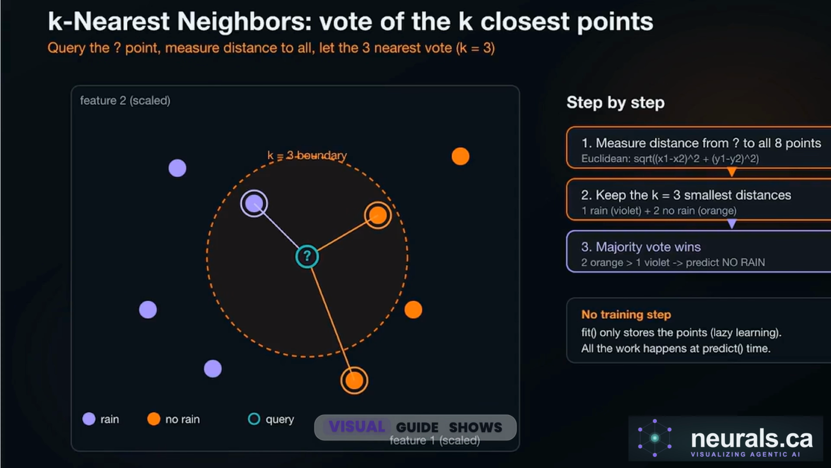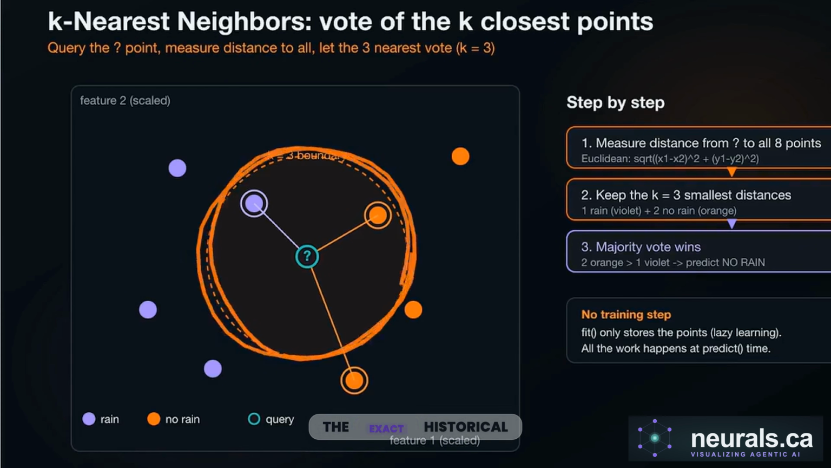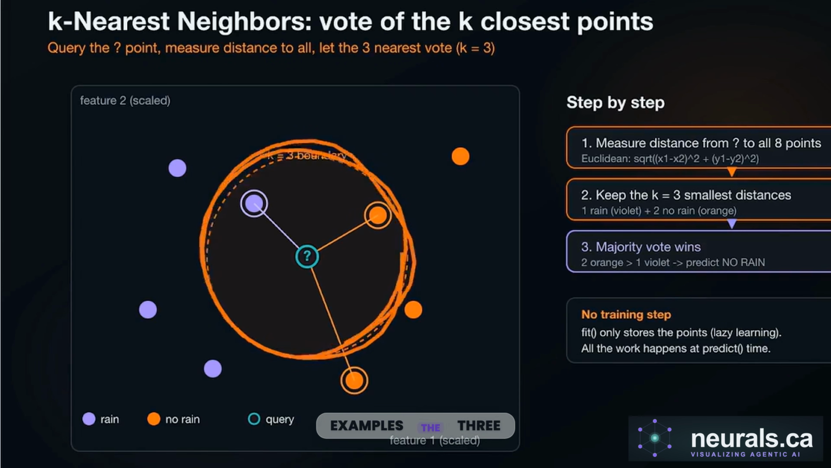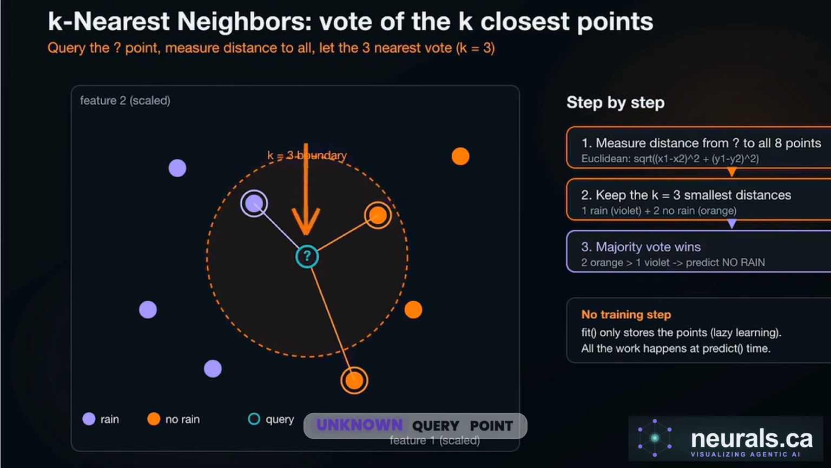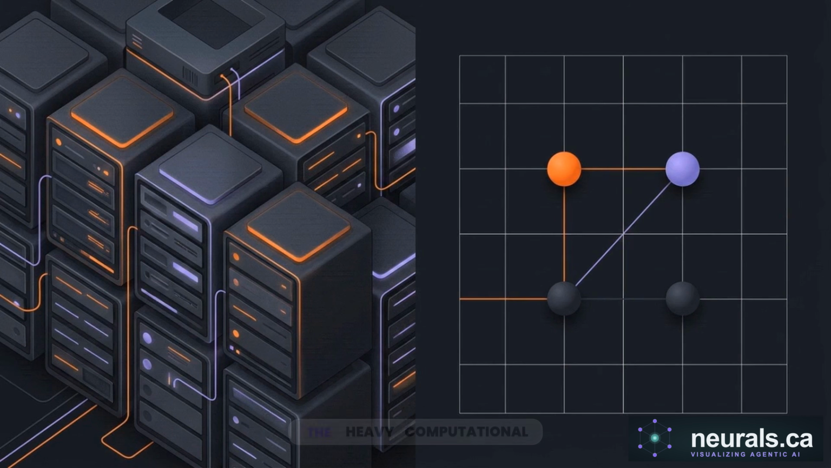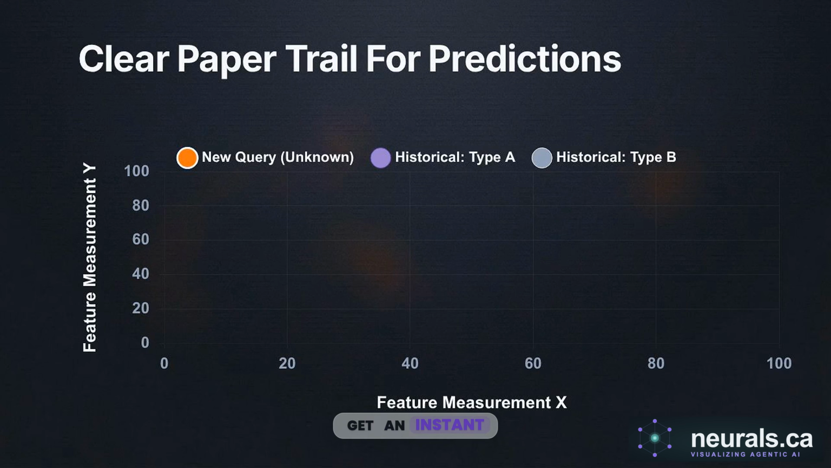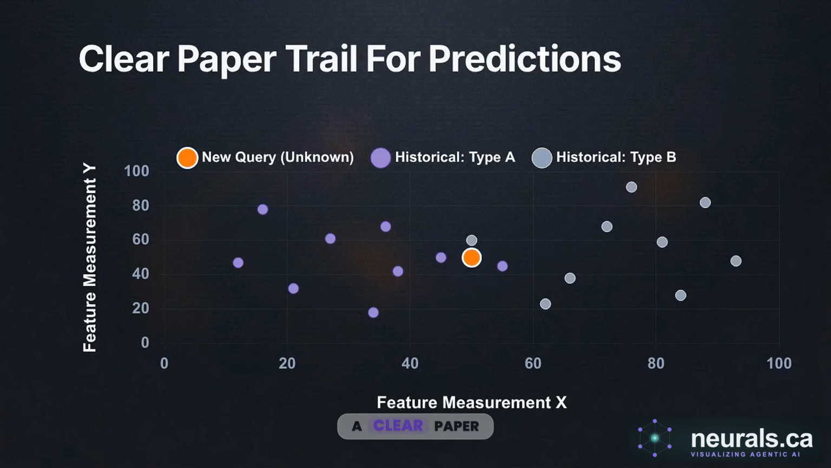This step-by-step visual guide shows the algorithm in action at query time. It is completely interpretable. You can point to the exact historical examples, the 3 nearest neighbors, and watch them vote to predict the unknown query point. You are trading the heavy computational cost of upfront training for total operational transparency. You get an instant, adaptable system with a clear paper trail for every single prediction.